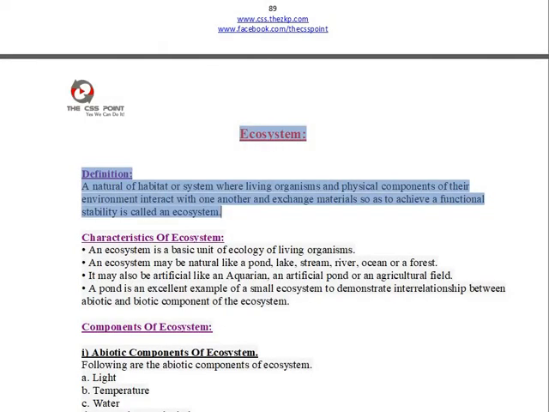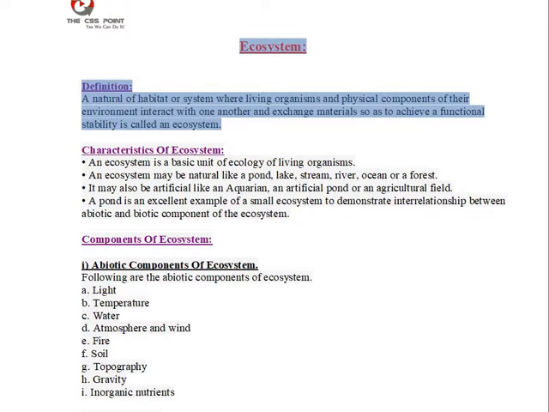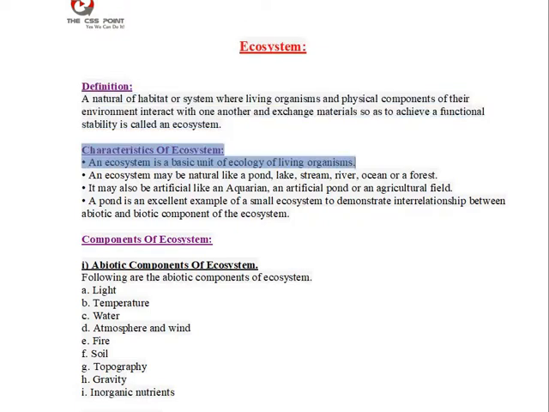Or system where living organisms and physical components of their environment interact with one another and exchange materials so as to achieve a functional stability is called an ecosystem. Characteristics of ecosystem. An ecosystem is a basic unit of ecology of living organisms. An ecosystem may be natural like a pond, lake, stream, river, ocean, or a forest.